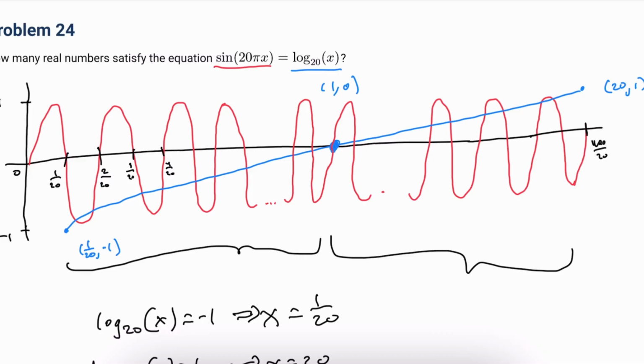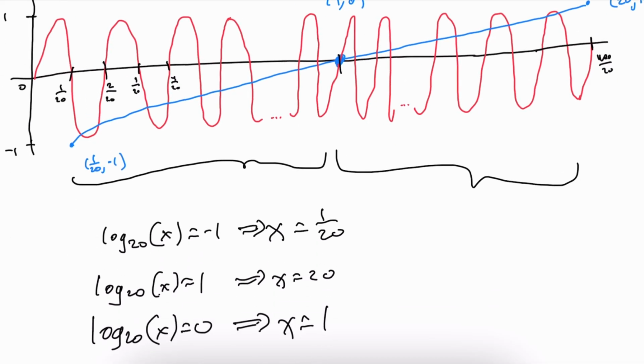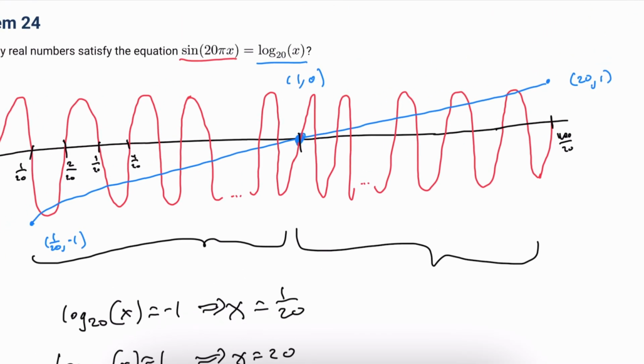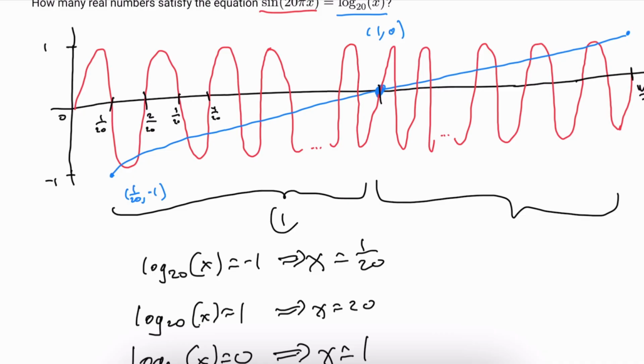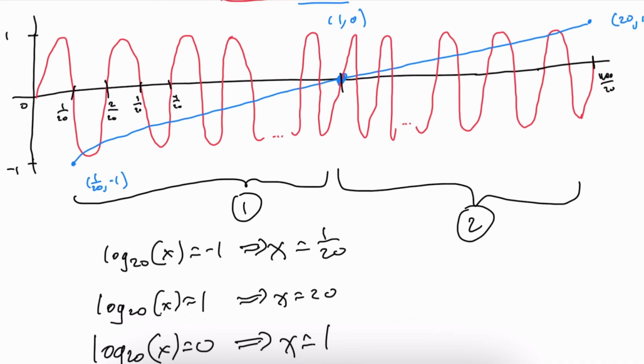I'll draw one more. Good. Right, it looks something like that. Okay, so now let's start counting, or try to count the number of intersection points. We'll call this first part 1 and the second part 2.